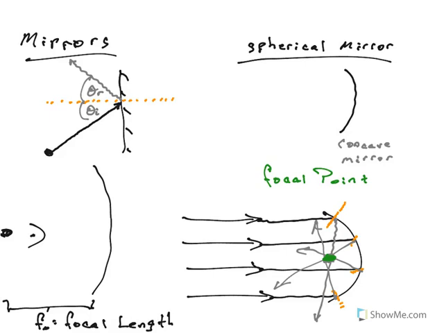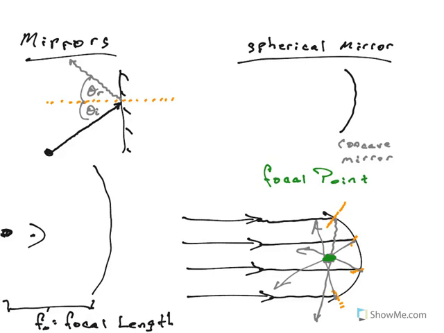So you can measure it, of course, 10 centimeters, 25 centimeters, whatever it happens to be. The focal length is the distance from the mirror to the focal point, and it's an important piece of information because it tells you how curved the mirror is.